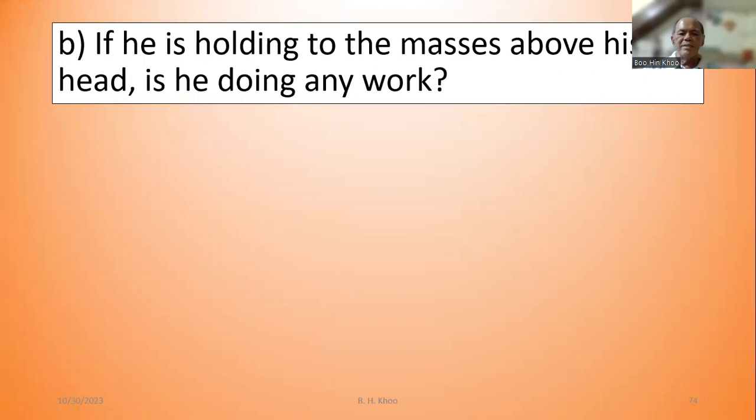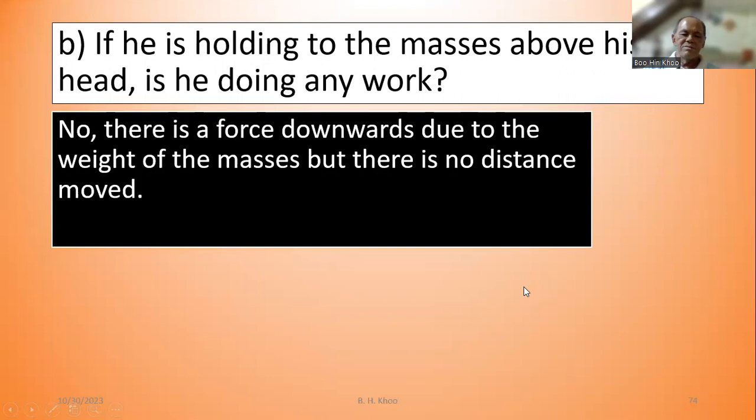If he's holding the mass above his head, is he doing any work? No. There's a force pulling it downwards, the weight of the mass, but no distance moved.